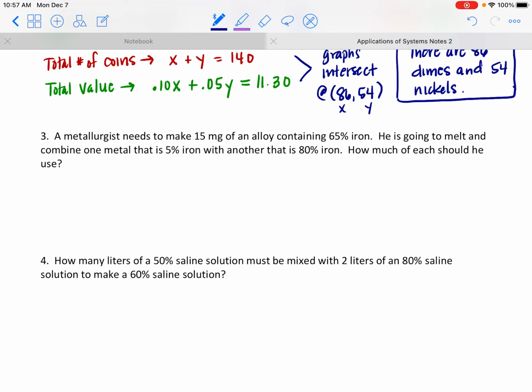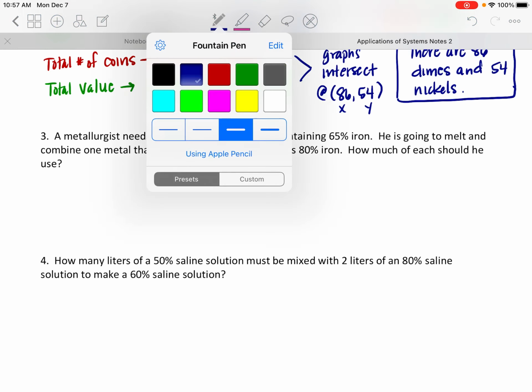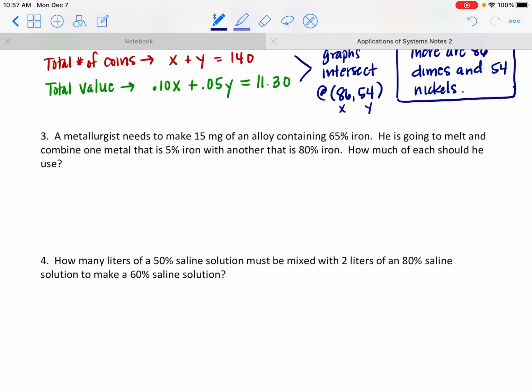So he has to melt down what he has, which is a 5% iron and an 80% iron. He has to figure out how much of each he has to use to make 15 milligrams that has exactly 65% iron. Okay? So the question was, how much of each should he use?